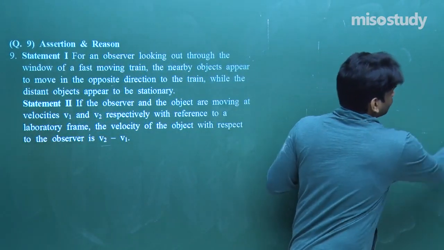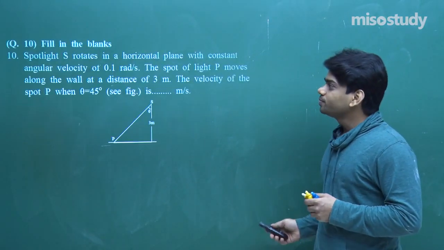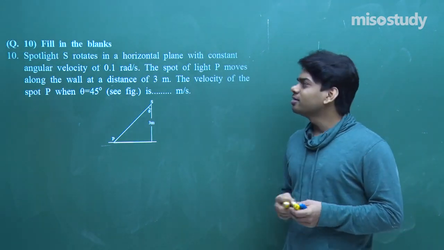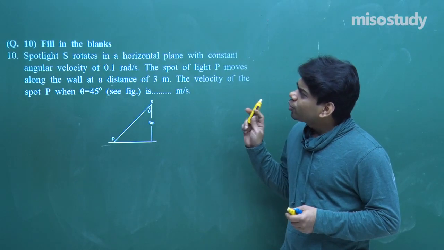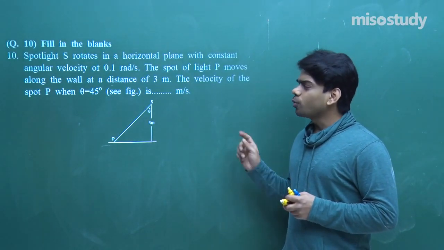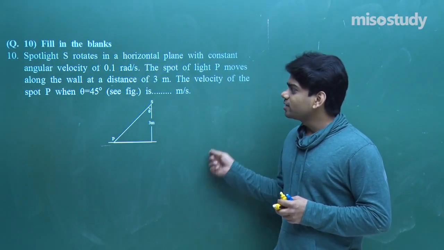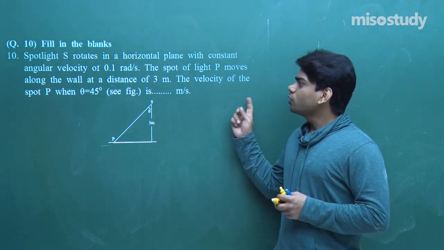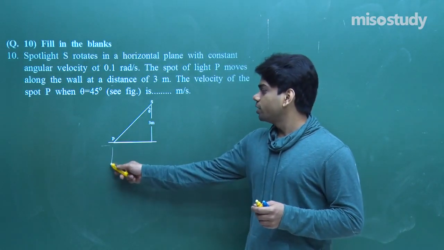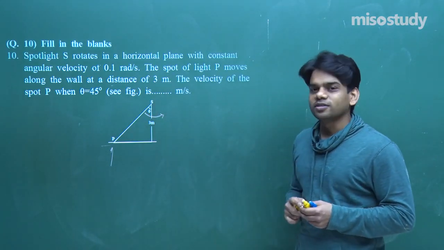With the next question. We have done the 9th question and we have the 10th one here. Fill in the blanks. Sometimes you may get fill in the blank kind of questions, where we have to mark the answer. 10th question: spotlight S rotates in a horizontal plane with constant angular velocity 0.1 radian per second. The spot of light P moves along the wall at a distance of 3 meters. The velocity of the spot P when theta equals 45 degrees, see figure, is: you have to find out the velocity of P.